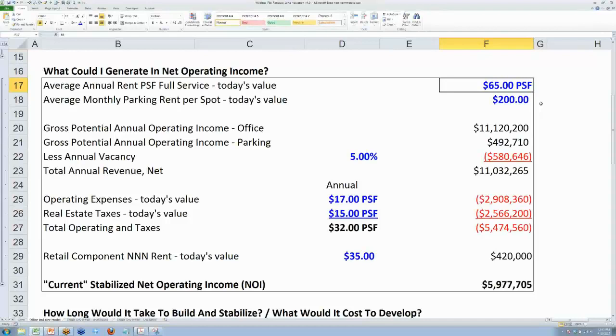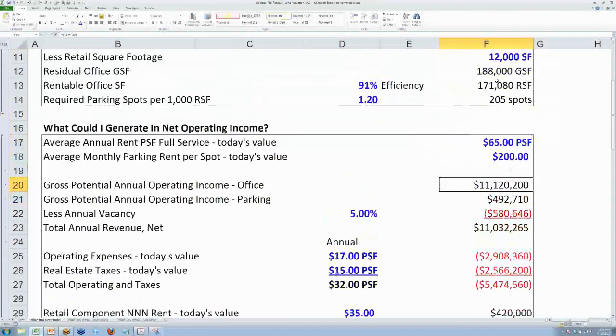We're not saying, well, this tenant's going to pay $65 and the next one's going to pay $58 and so on and so forth. We don't need to get down to that level of detail. Right now we're just doing a quick pass on this to see if the economics are supportable. So let's say it's $65, and then for the parking, let's say we can get $200 per parking spot per month. And so we can do some simple math to say, well, what's the gross potential operating income on the office? And we say, well, that's the 170,000 times 65 a foot. And what about the parking? That's the number of spots times the number for the monthly times 12.